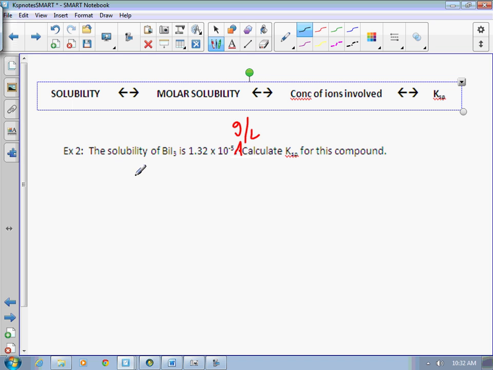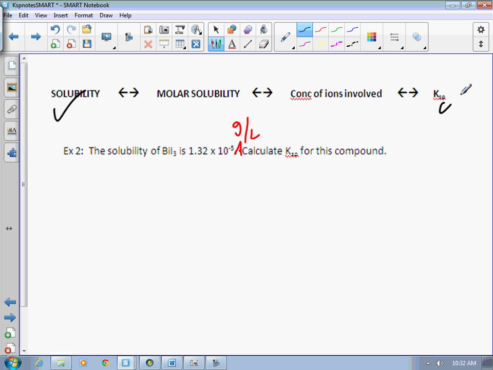All right, so our problem is the solubility of this bismuth iodide is 1.32 times 10 to the negative fifth, and that's in units of grams per liter, and I would tell you that in advance. So calculate KSP for this compound. So looking at this concept map, we are here, and we're trying to get here. So I would pause and go ahead and give this a go. This is definitely something that you did in the past, and I think you guys can do. But if you get stuck, then go ahead and play, and I'll walk you through it.